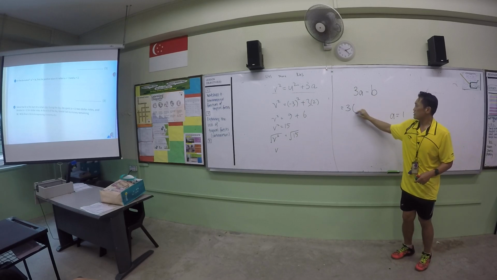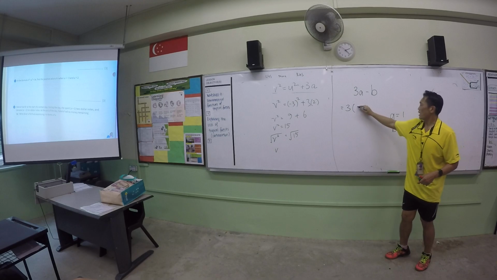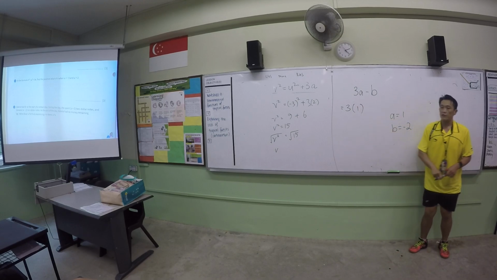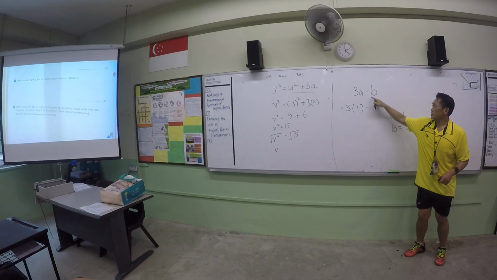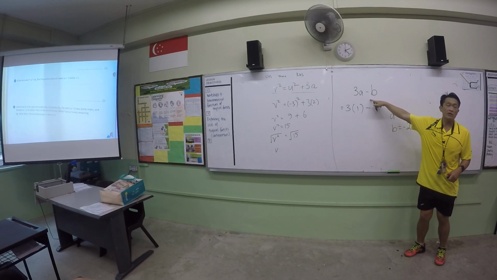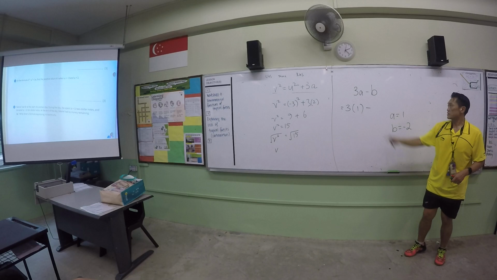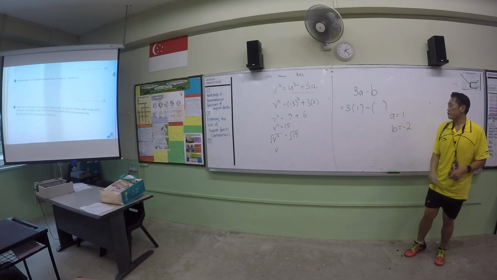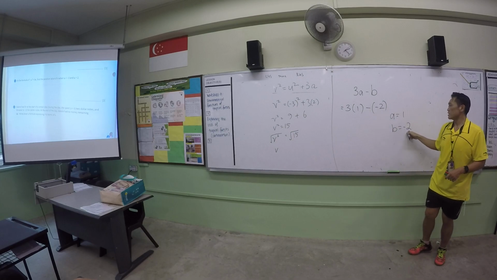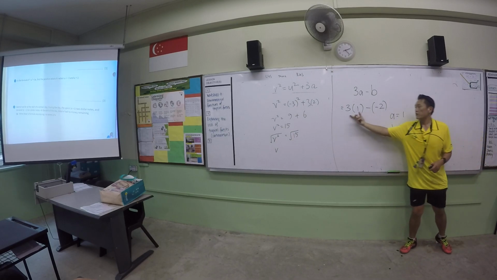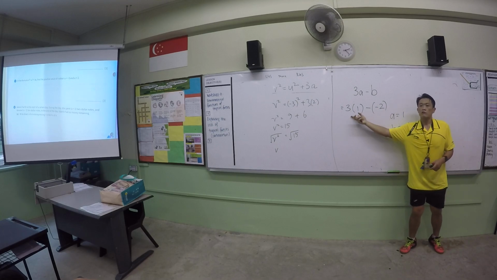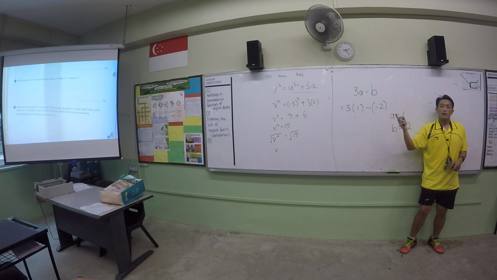Everything else won't change. A is 1, I replace A with a bracket and put the 1 inside. Minus, I'm not changing minus. I'm not substituting minus, so I still keep the minus. B, I replace with a bracket and then put the value of B, which is negative 2, inside. Like that, you will never be wrong. You will always be correct.